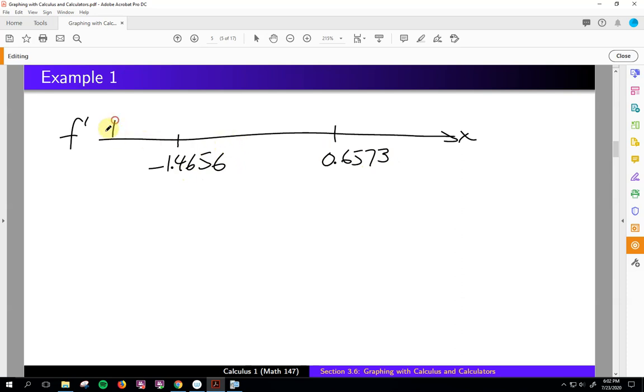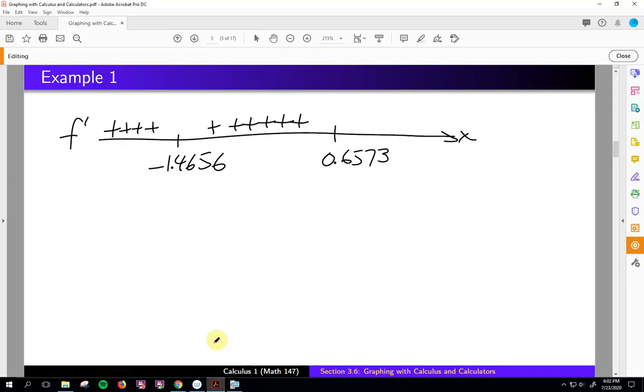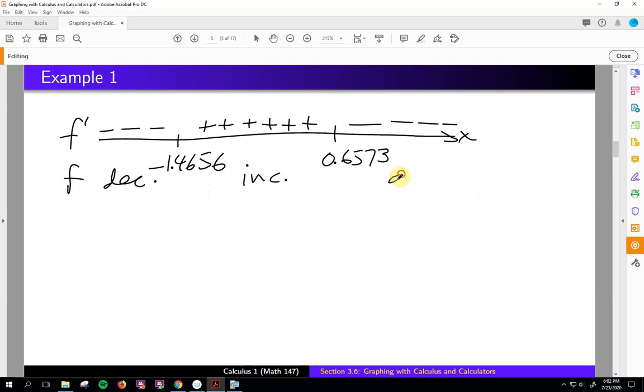Okay, so from our sign chart, we know that it's positive here. We know that it's positive in between. Excuse me, it's negative to the left of that. Let's fix that. I'm trying to remember what we had from the graph. So it's negative over here, positive in between, and then it switches to negative over here. So that basically tells us where f is decreasing and increasing. So it's decreasing here, increasing here, and decreasing here.